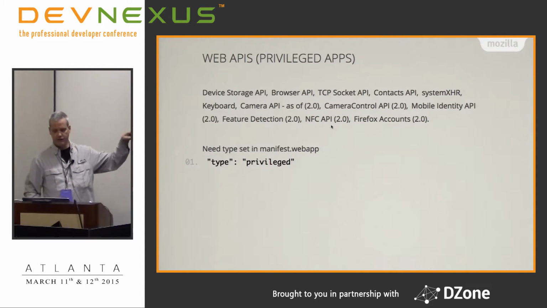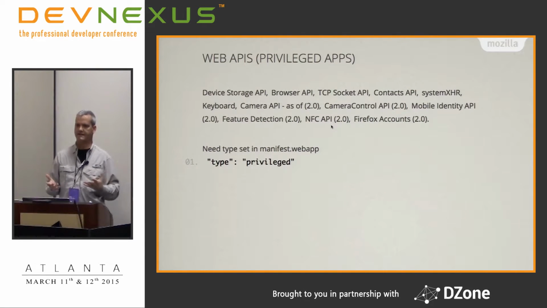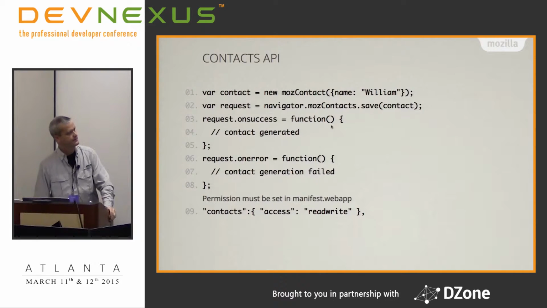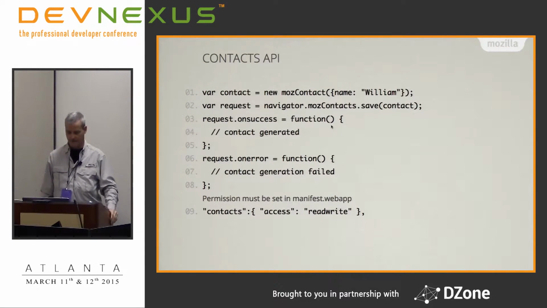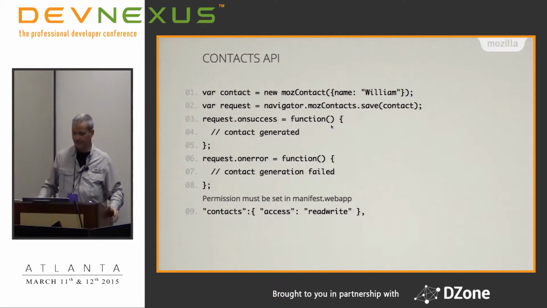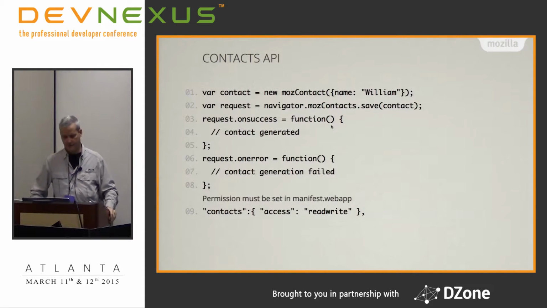The only thing, when you use any of these APIs, is you have to put type privileged in the manifest. That's the only addition you have to add, and then you add the permission for that particular API. Here's the contacts API as an example. We add the contacts permission, access read, write, and in this particular case, we create a new Moz contact object, and it's a JSON formatted array of properties for the contact. Once we've created it, we save it, and you get an on success and on error handler for it. Not too tough, is it?